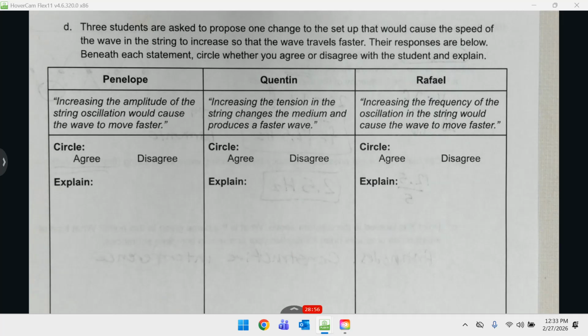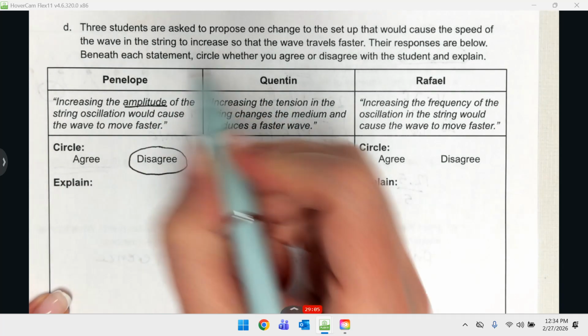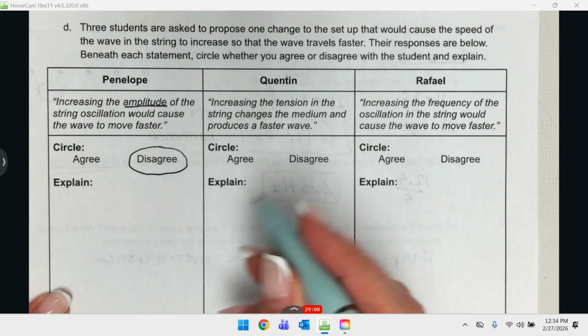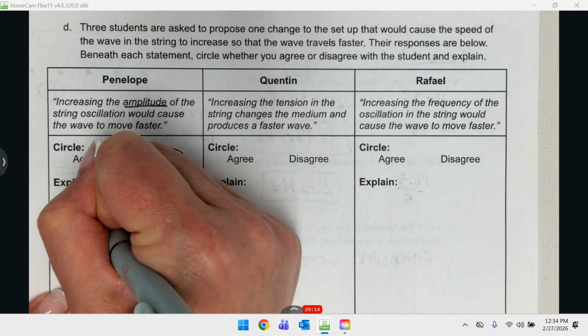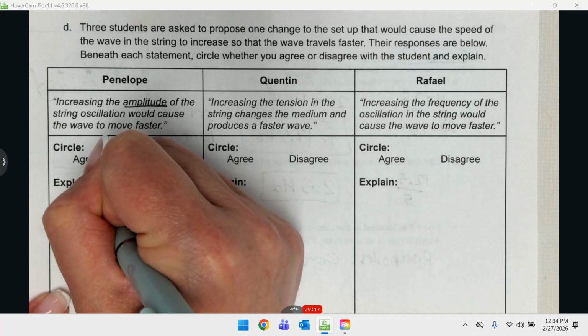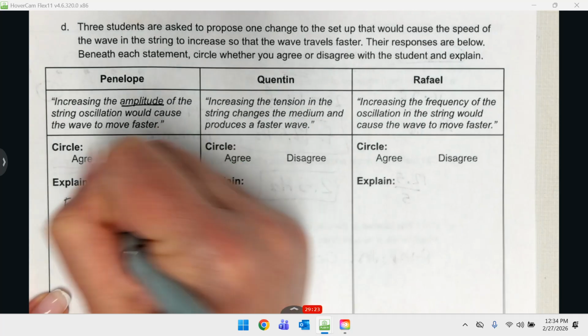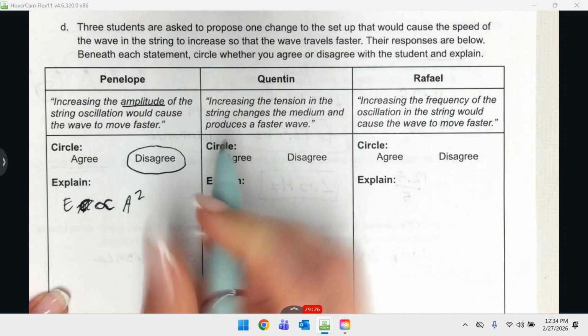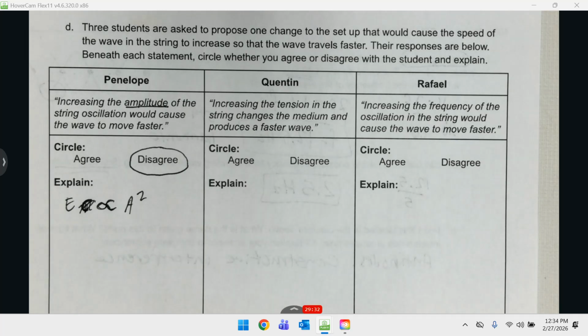Penelope says increasing the amplitude of the string oscillation would cause the wave to move faster, and I have to disagree with Penelope because amplitude only affects the energy of the wave. We talked about the fact that the energy is directly proportional to the amplitude squared. Okay, so energy is directly proportional to amplitude squared. And so the amplitude does affect the energy, but it does not affect the velocity with which it moves. It affects its ability to do work, sure, its potential.